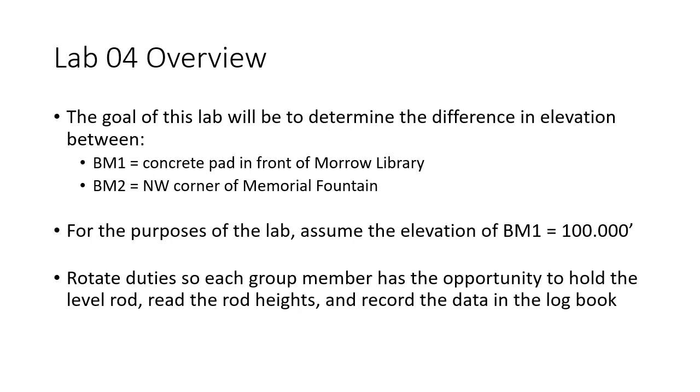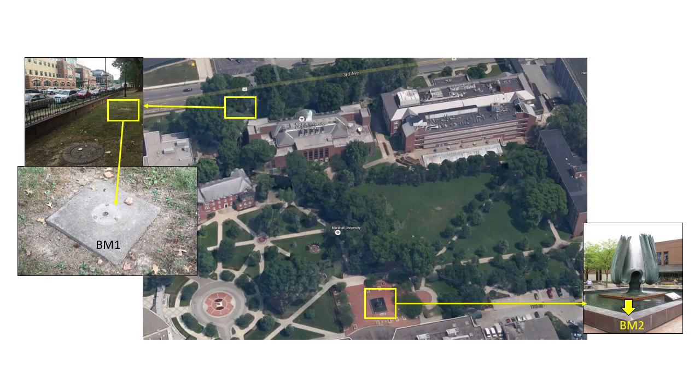So just to make sure we're clear, we are going to determine the difference in elevation between the concrete pad in front of Mara Library and then the northwest corner of the Memorial Fountain. We'll start off here, same place we have been. We'll assume the elevation of that to be 100 feet, just like last time, and our unknown will be the northwest corner of the marble barrier around the Memorial Fountain.